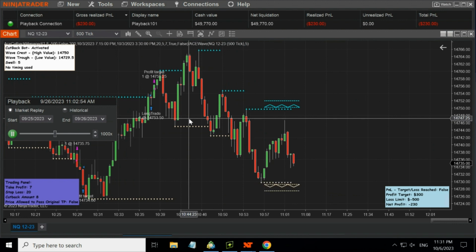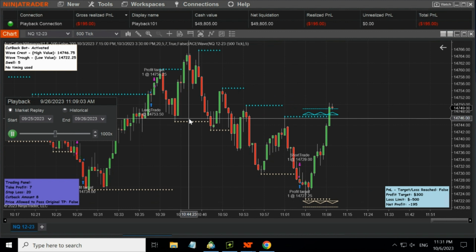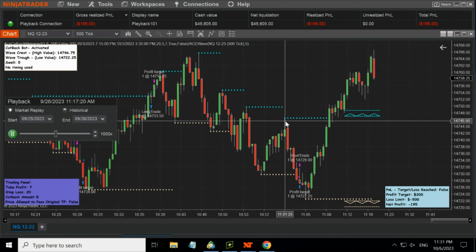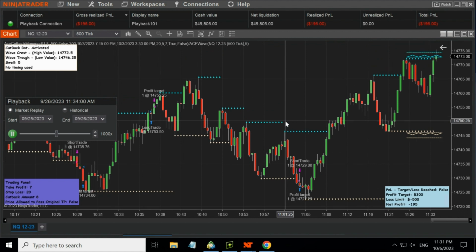So I've made back a fair bit of money already, which is great. But if I hadn't traded that open, I would have made money. So it's just by changing that mindset and changing the time you're trading the bots that changes how much money you make in the day.